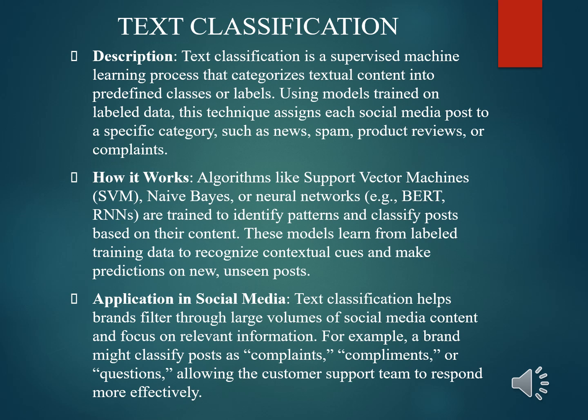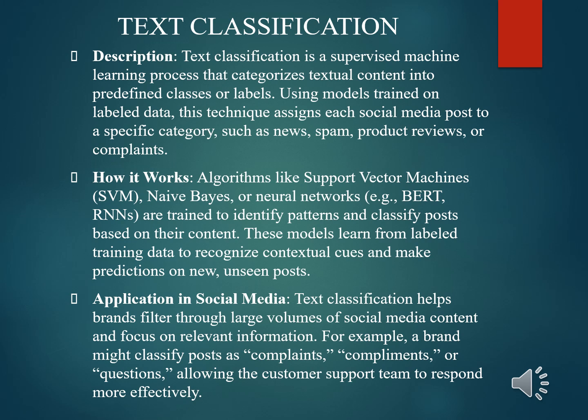Let's see how it works. First, a model is trained on labeled data where each post is already assigned a category. Now, the algorithm learns patterns, keywords, and structures that distinguish categories. Now, once that is trained, the model can analyze and categorize new unseen social media posts automatically. For example, a post like "This product is terrible, I want a refund" gets classified as a complaint.